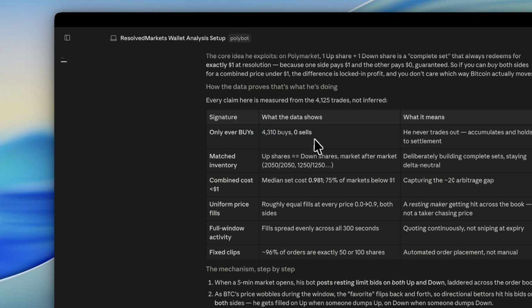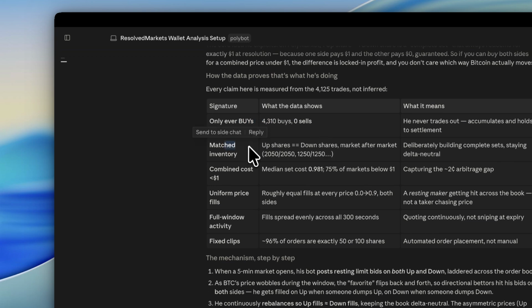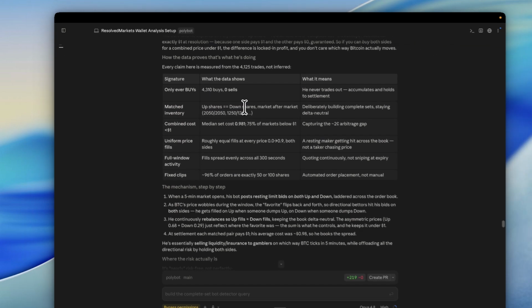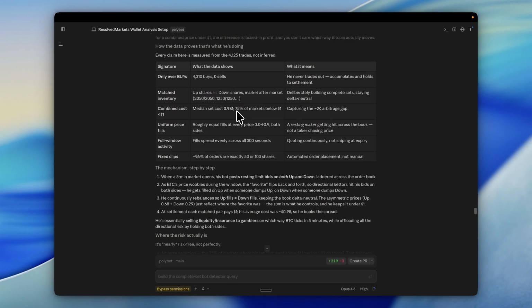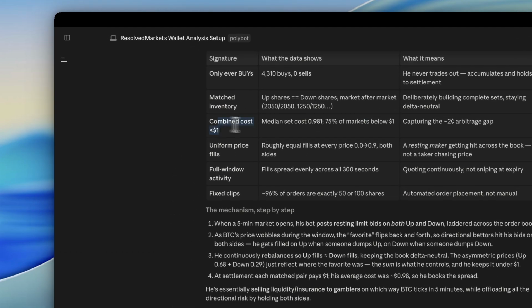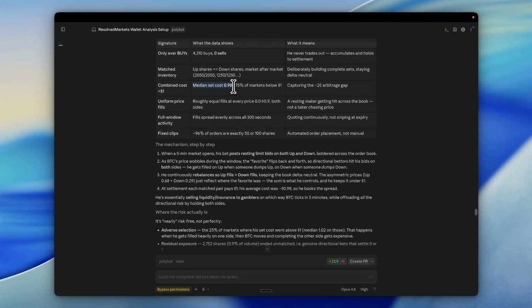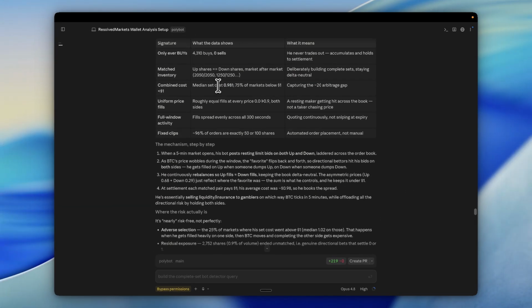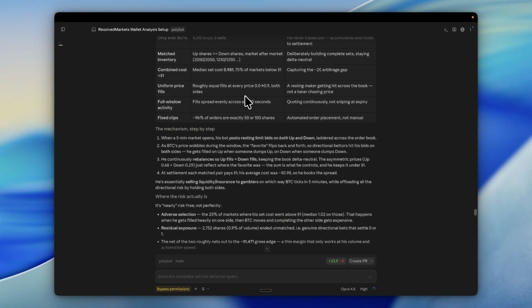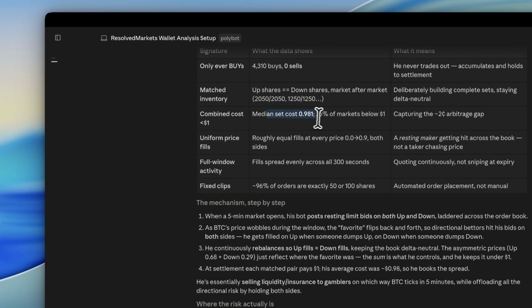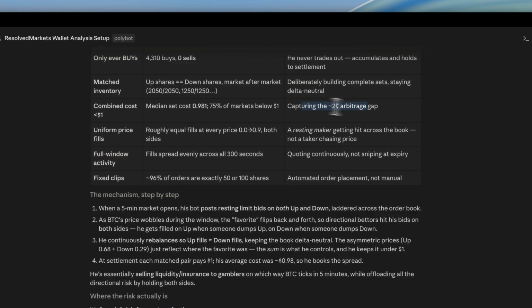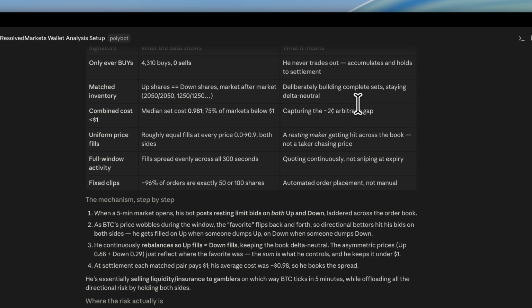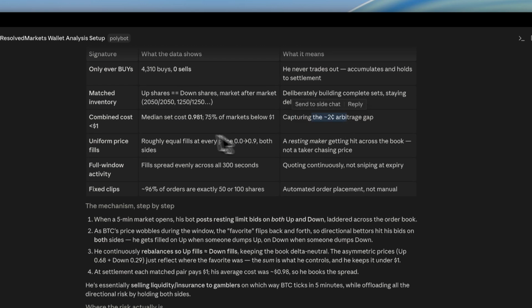So the data that I have had 4,000 buys and 0 sells. So that's first. It always matches inventory, so he never takes a directional bet, which is good. And the median combined cost is 0.981. So he's almost market making there. He's trying to edge out, right? Squeeze out all the possible alpha that there is. So basically capturing 2 cent gaps.